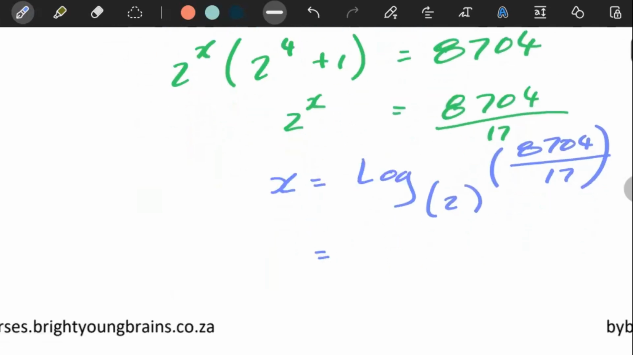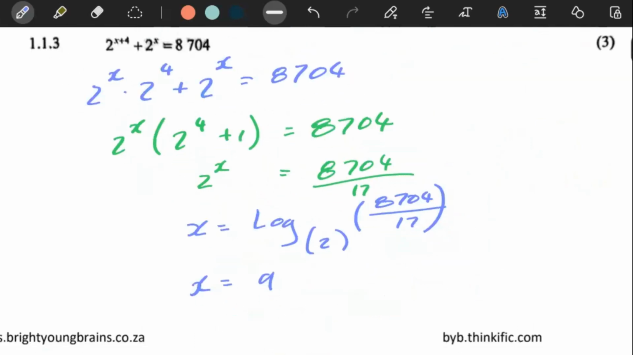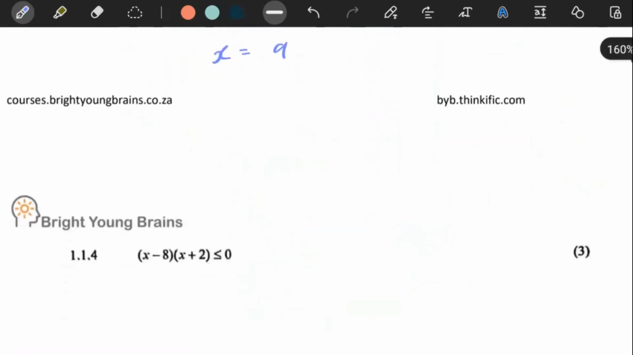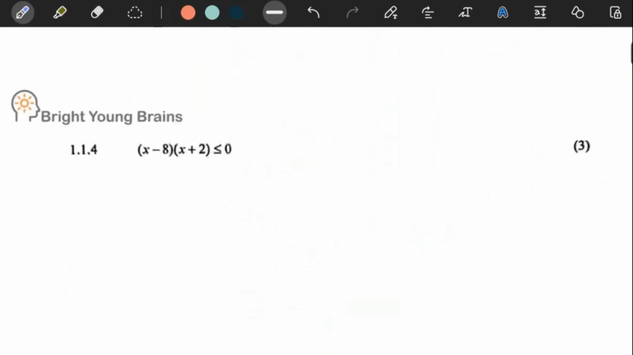So this being done, you have here log 2, and then you have 8,704 over 17, right? That's going to give you 9. Very nice looking answer, because even if you test it, 2 to the power of 9 plus 2 to the power of 9 times 4, the whole thing, yep, it gives you the right hand side, and that's easy 3 marks. No issues there. Question 1 should always be a question where you get 100%.